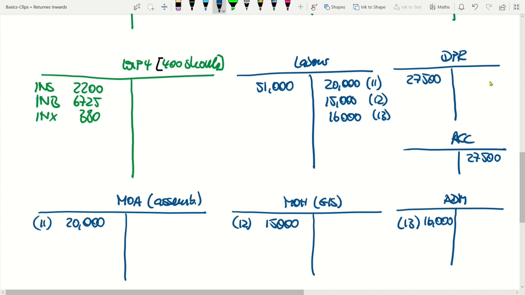Now the bookkeeping entries 14, 15, and 16 will allocate depreciation to the overhead account. I start with 10,000.